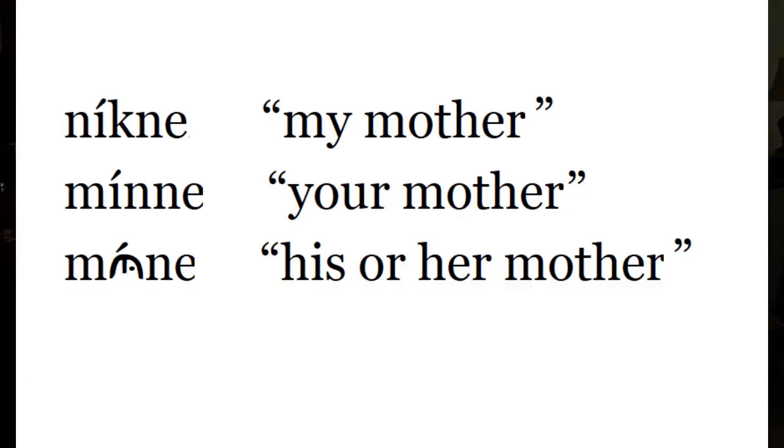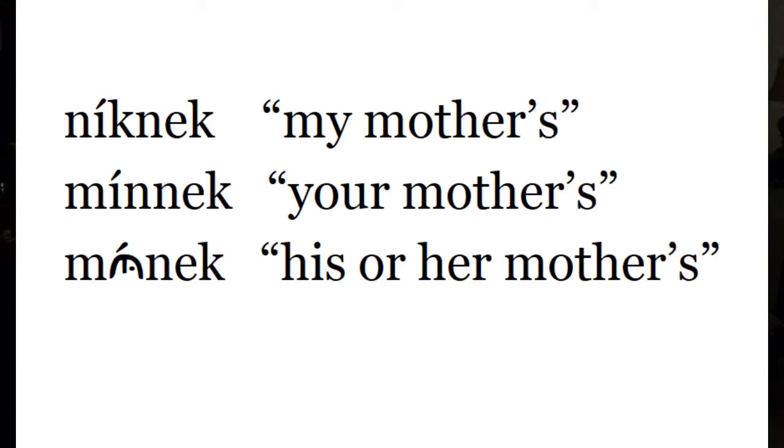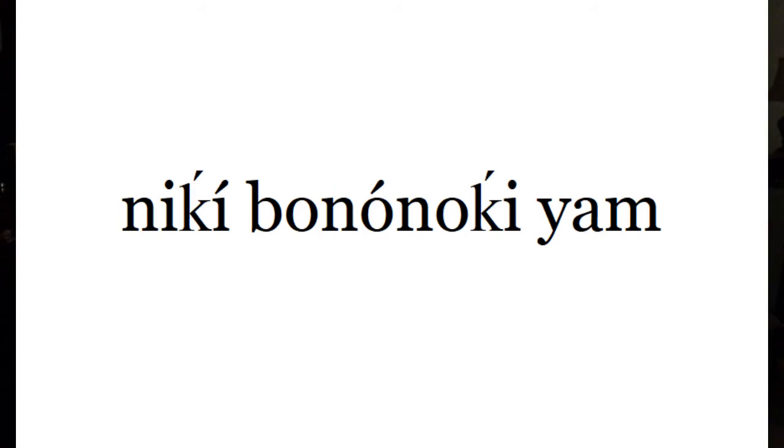Now, relatives can also own something, so you would just put a K or KI at the end of the word for the relatives. Listen to Mame Gallagher say, my uncle's name, Niki Bononoki Yam, and repeat after her. Niki Bononoki Yam. I'm not sure why she doesn't put a Nick or M on Bononoki. We heard her earlier saying Nick Bonono.